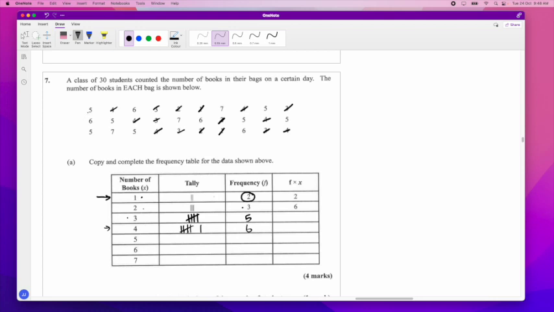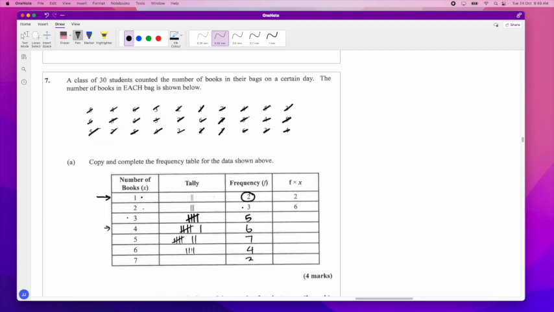The amount of people with 5 books in their bag would be 1, 2, 3, 4, 5, 6, 7. Any others? No. So 7 people. The amount of people with 6 books in their bag would be 1, 2, 3, 4. So that's 4 people. The amount of people with 7 books in their bag would be 1, 2, 3. That's 3 people.